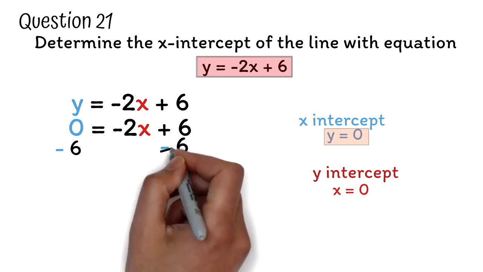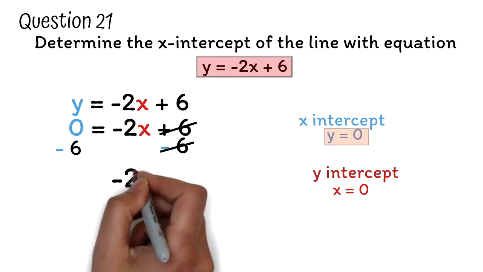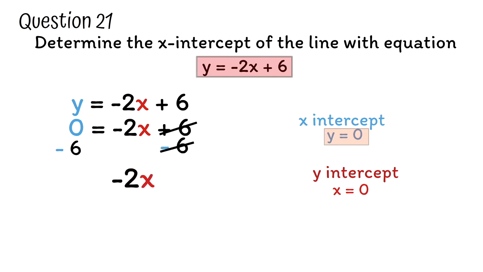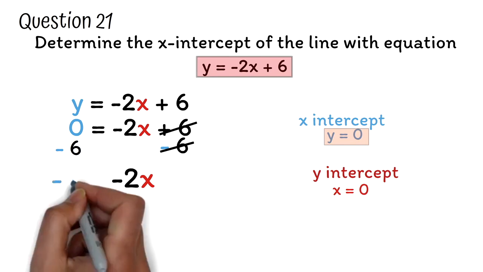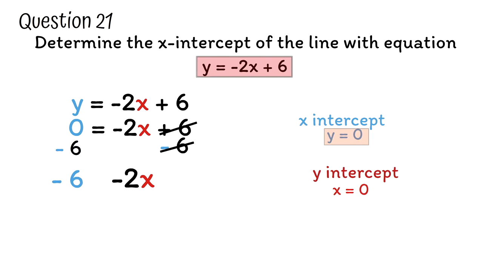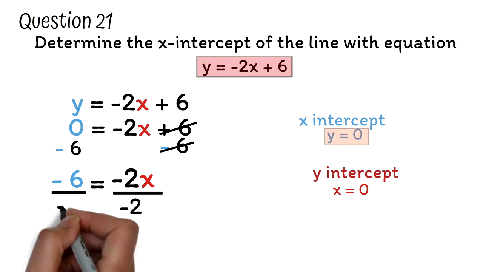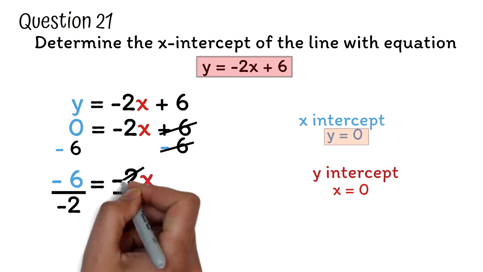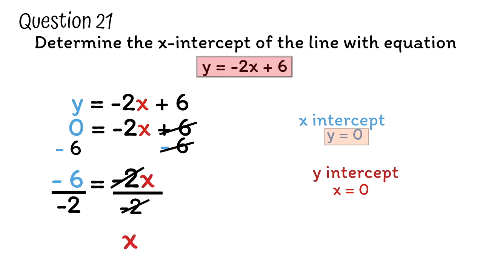At the right-hand side, negative 6 will cancel 6, leaving negative 2x. And at the left-hand side, 0 minus 6 will give us negative 6. Now we have negative 6 equals negative 2x. To find x by itself, divide both sides by the coefficient of x, which is negative 2. So at the right-hand side, the negative 2's will cancel each other, leaving x. Also, at the left-hand side, the negative 2 can go into itself once, but goes into negative 6 3 times. Now we have 3 equals x. This implies that our x-intercept is equal to 3.